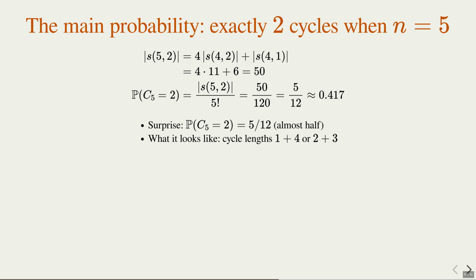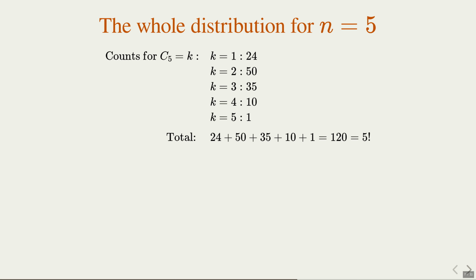And pictorially, 2 cycles on 5 elements can only split as 1 plus 4 or 2 plus 3. Stirling numbers automatically account for all the different ways those loop structures can occur. To see why 2 cycles wins, let us lay out every probability for n equals 5 and compare them side by side. These 5 numbers are the cycle count distribution. 1 cycle means a single 5 cycle, 5 cycles means the identity, and you can see the peak sits at 2 cycles. So my earlier guess was right.